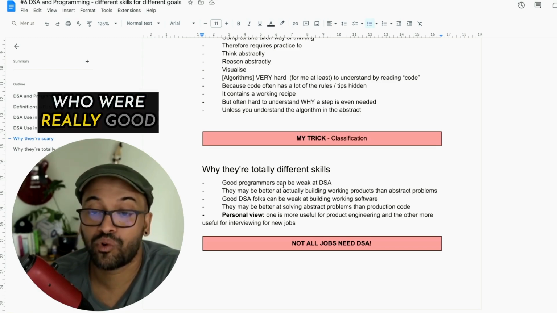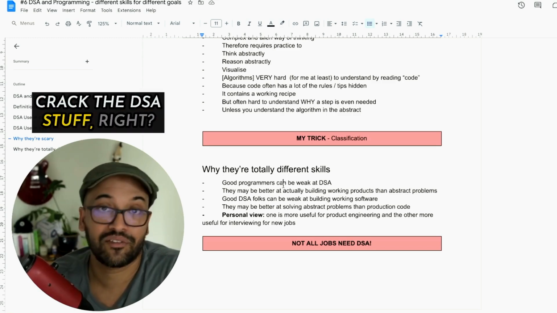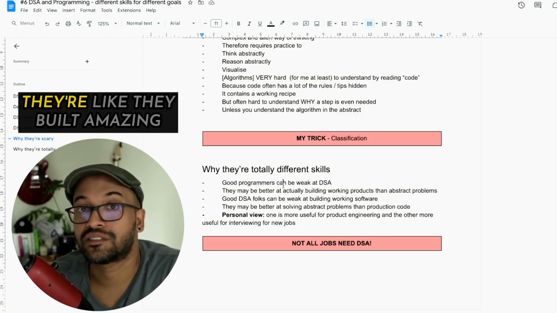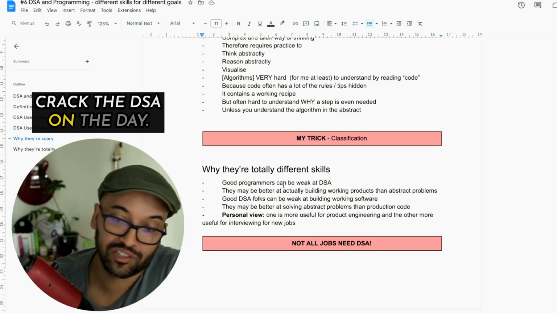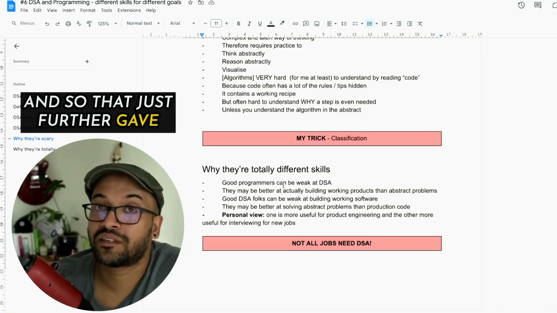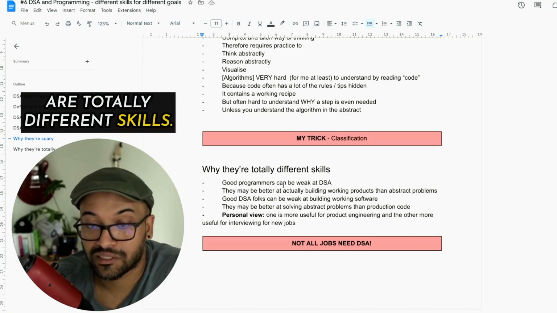So they were great at the DSA stuff, weak at the programming. And then there were people who are really good programmers who couldn't crack the DSA stuff, right? Completely different skills. They built amazing applications. They worked in companies that have built amazing things, but they couldn't crack the DSA on the day. And so that just further gave me proof that these are totally different skills.